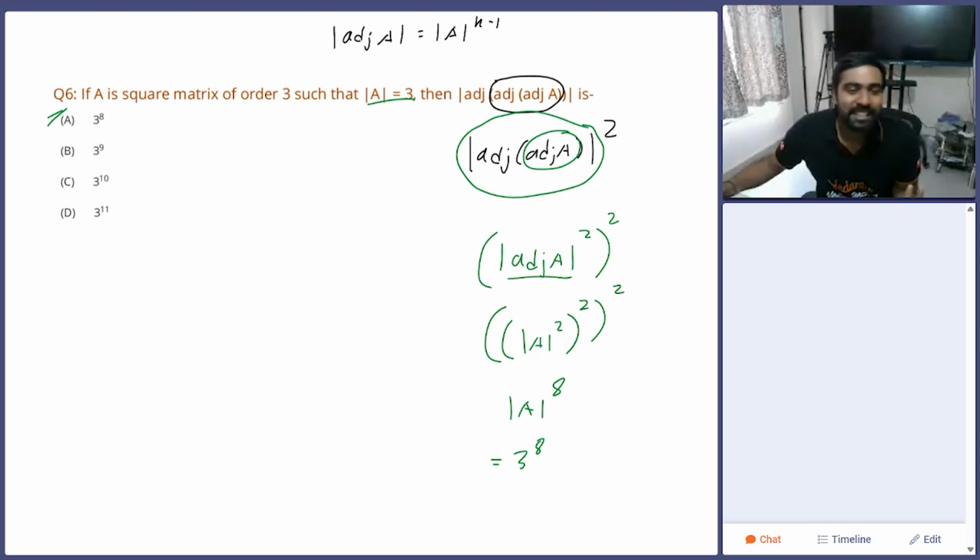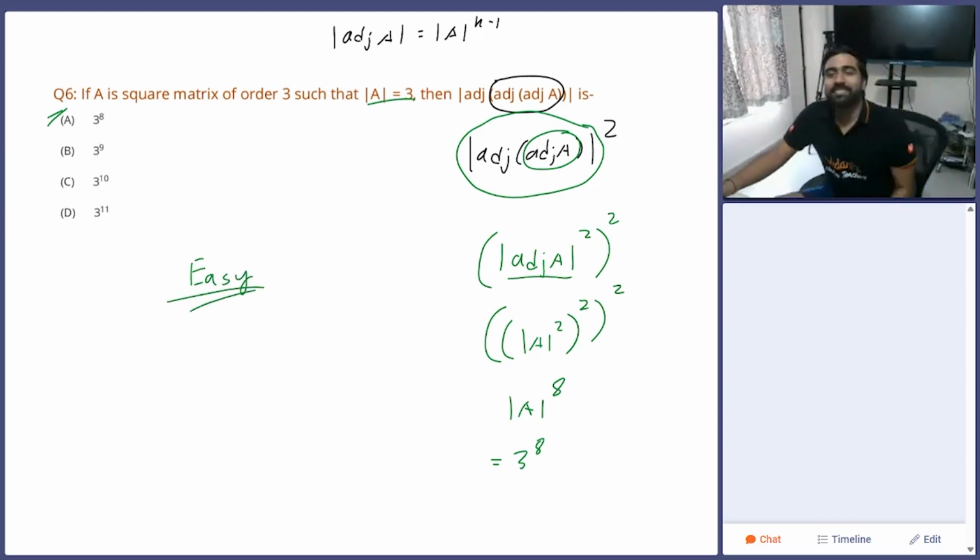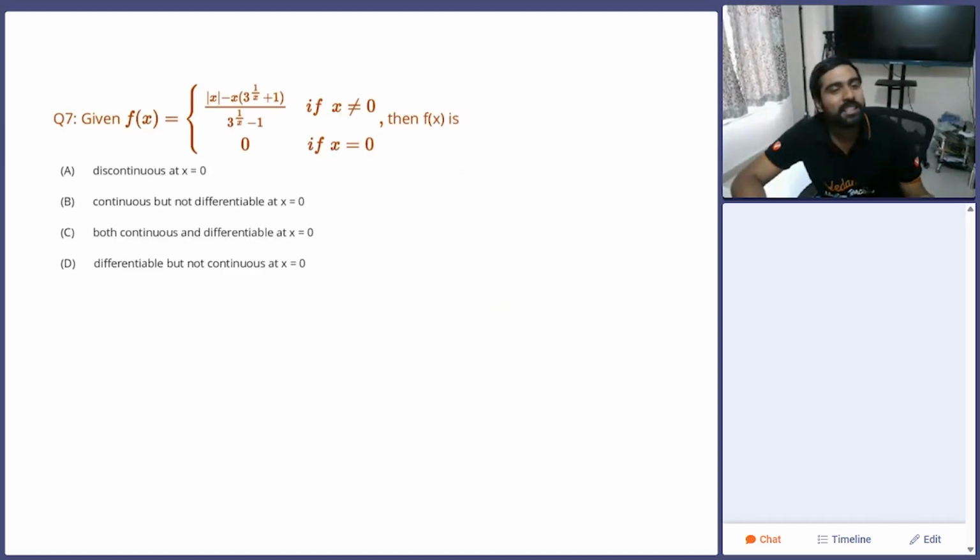Again, this I will say is a very easy question. As long as you know the formula, determinant of adjoint of A is determinant A power n minus 1. It's an absolute nothing question. Very easily solvable. Okay? Everybody, I hope the idea is clear. Moving on, let's have a look at the next one.